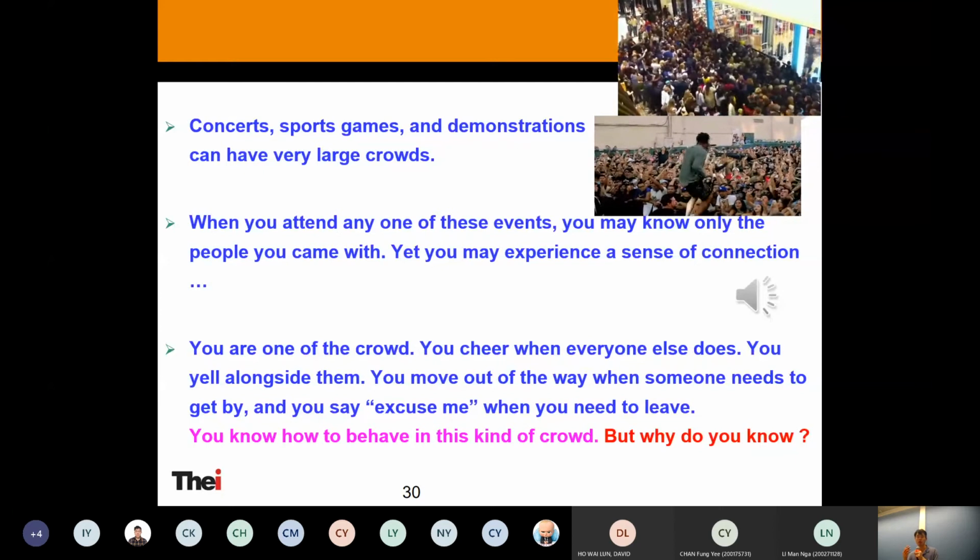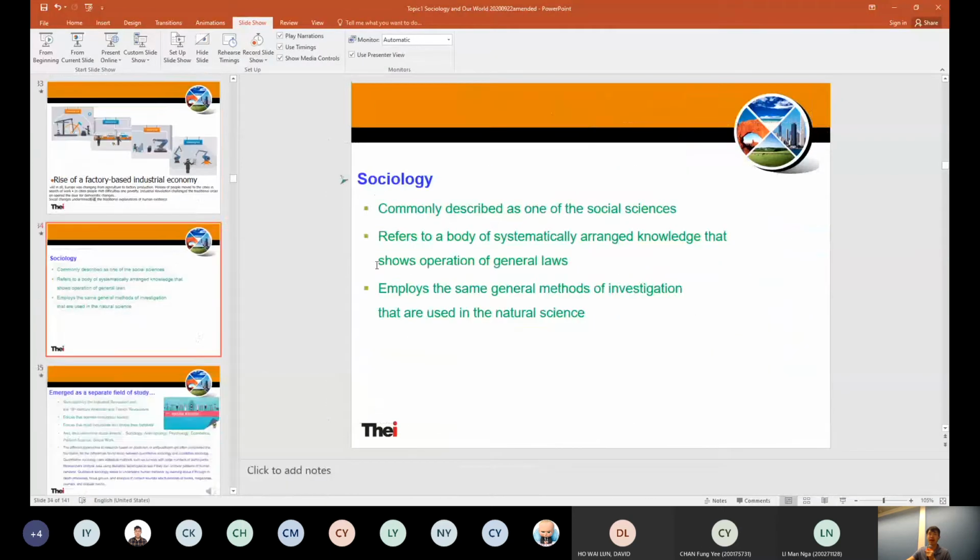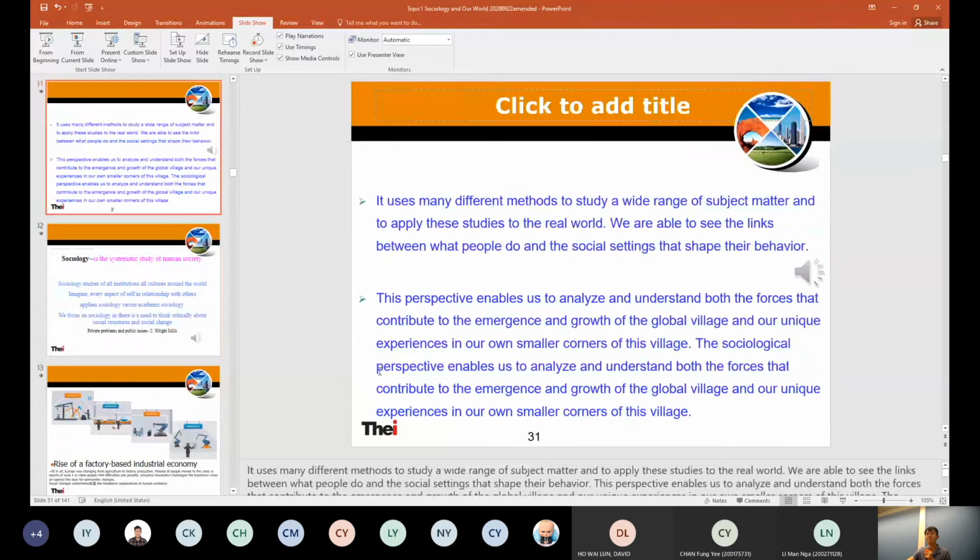But the point is, why do you know? Why do you know that when you need to leave this kind of crowd, you have to say sorry, you have to say excuse me, and the like? After the break, we will talk more about the reasons behind this idea.